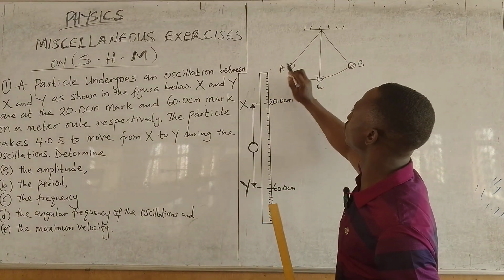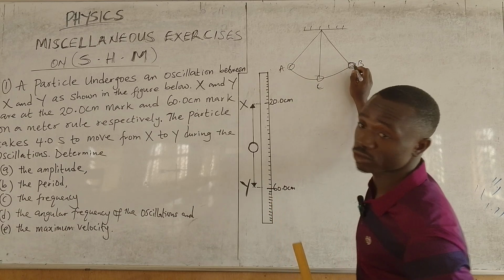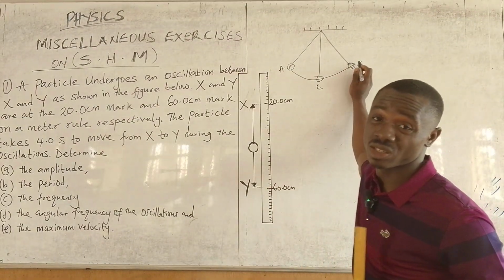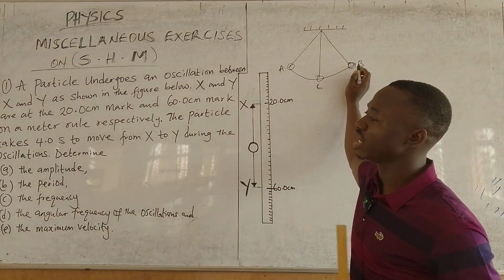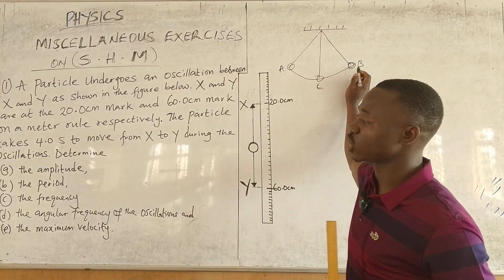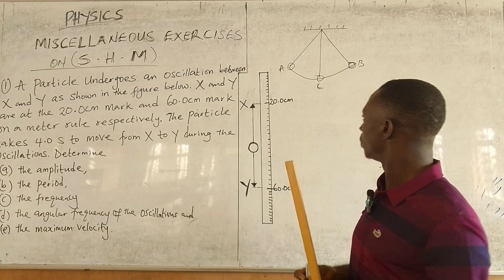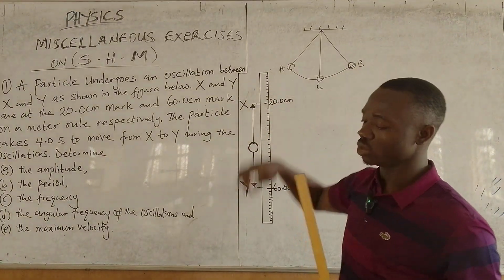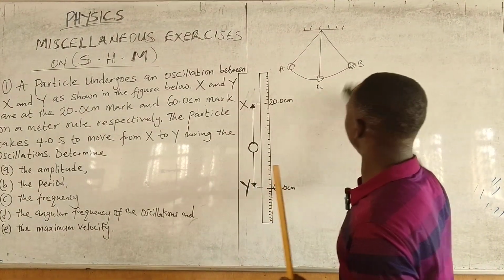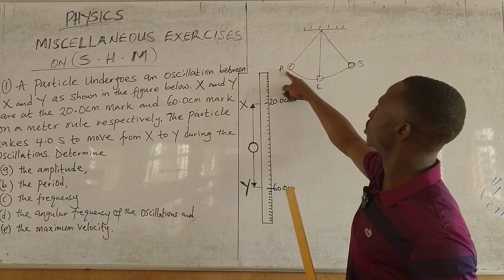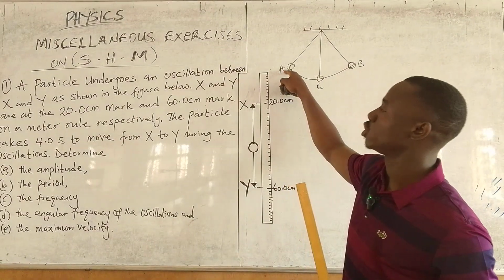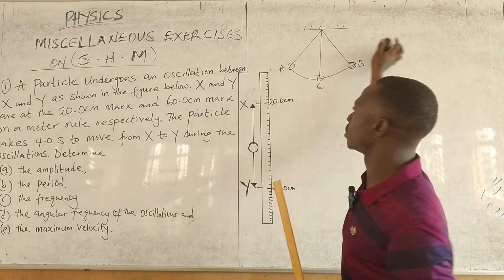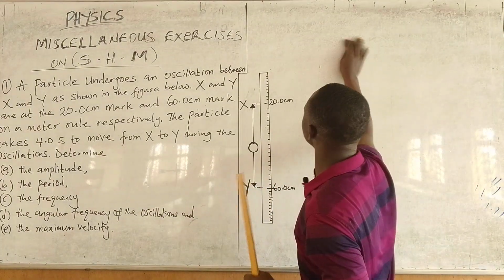So as you know, from A to B is half of a complete oscillation, as I have taught us before. Then back from B to A will now give you a complete oscillation. If you move from A to B, that's to. Then from B to A back, that's fro. So to and fro is going to give us a complete oscillation.